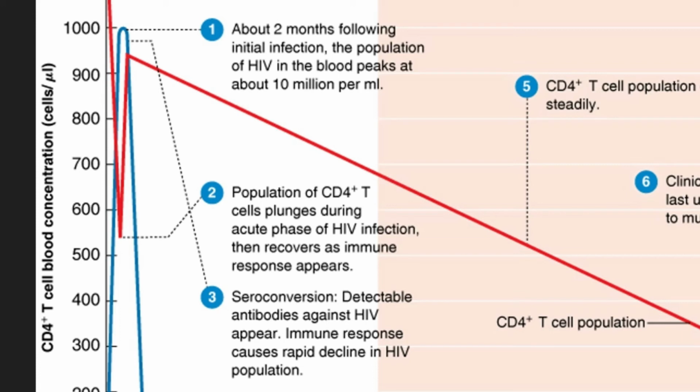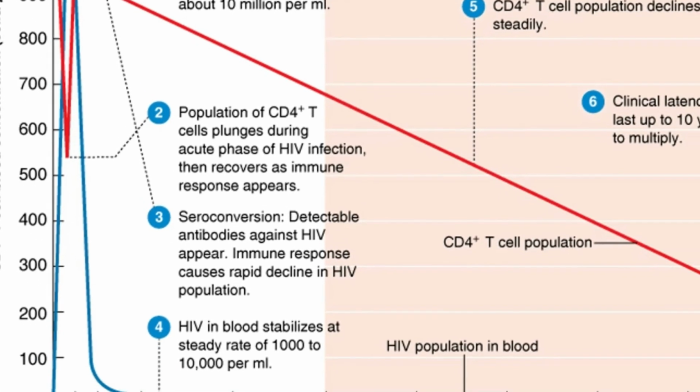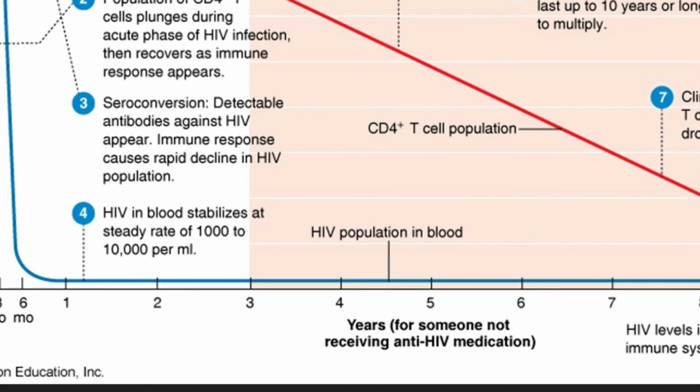So within about 3 months, and that number is getting shorter all the time, it used to be 6 months, you will have detectable levels of antibody that can be used to diagnose HIV infection. So once that acute phase is all over, the HIV will stabilize at about 1,000 to 10,000 viruses per milliliter of blood, which is a really low viral level.